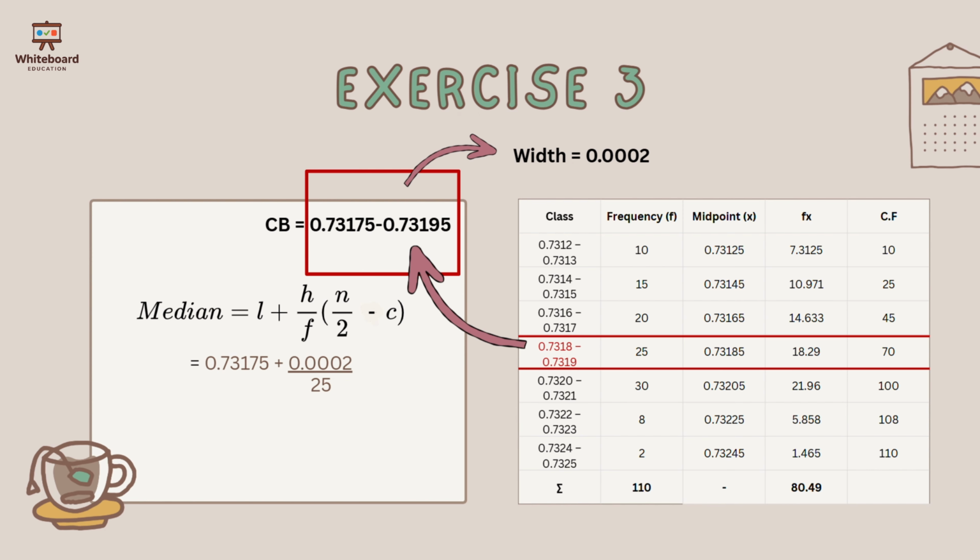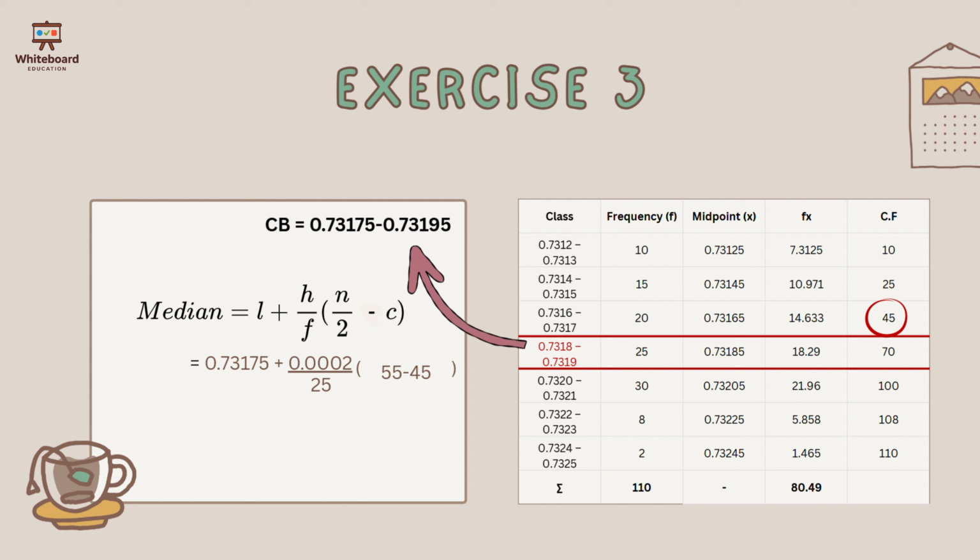The h is the width of the median class. For that we subtract the lower class boundary from the upper boundary, which is 0.0002. So the h is divided by its frequency 25, brackets n over 2, as we know is the 55th observation, minus the preceding cumulative frequency 45. Thus the answer is 0.73183.